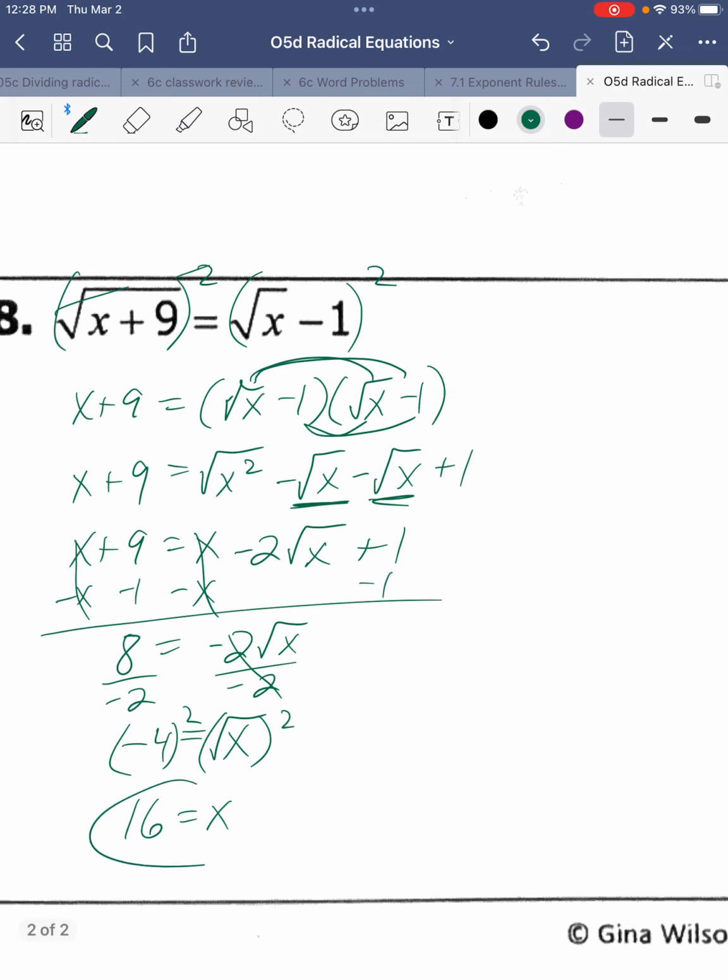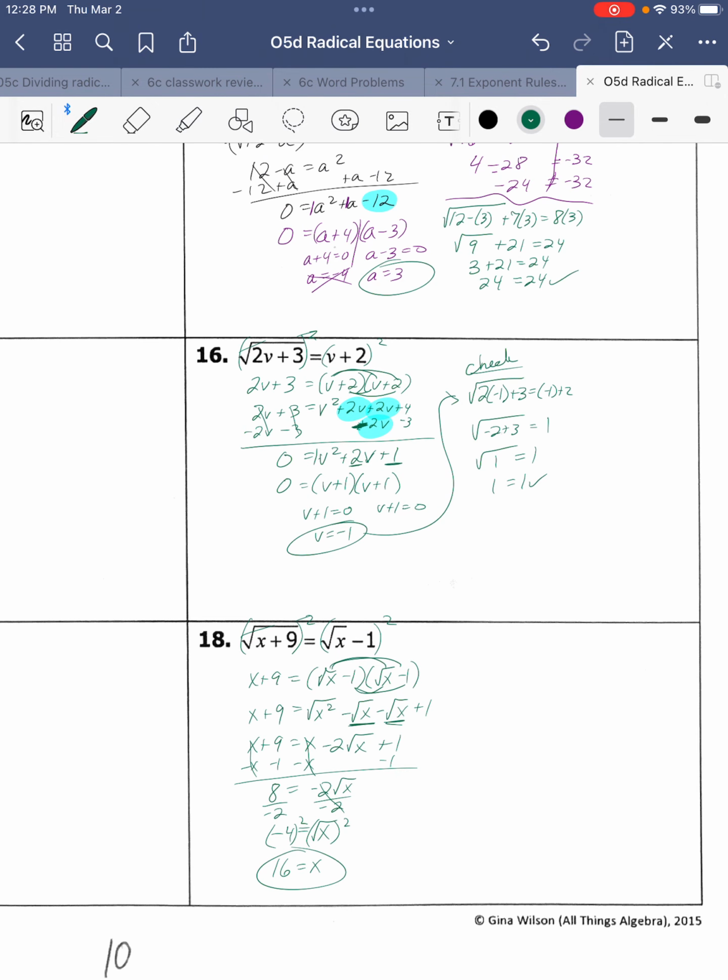Now let's check it. I guess we don't have to check it. We didn't use a quadratic. So that is your answer. All right.